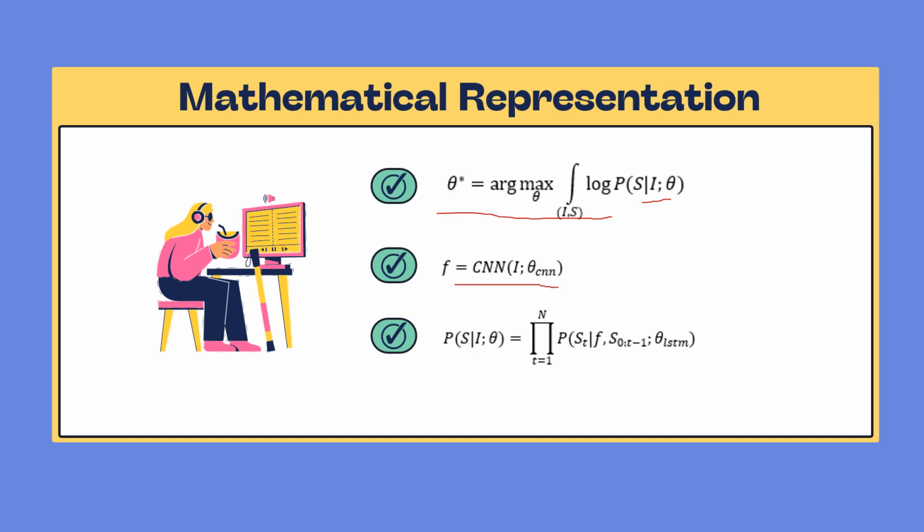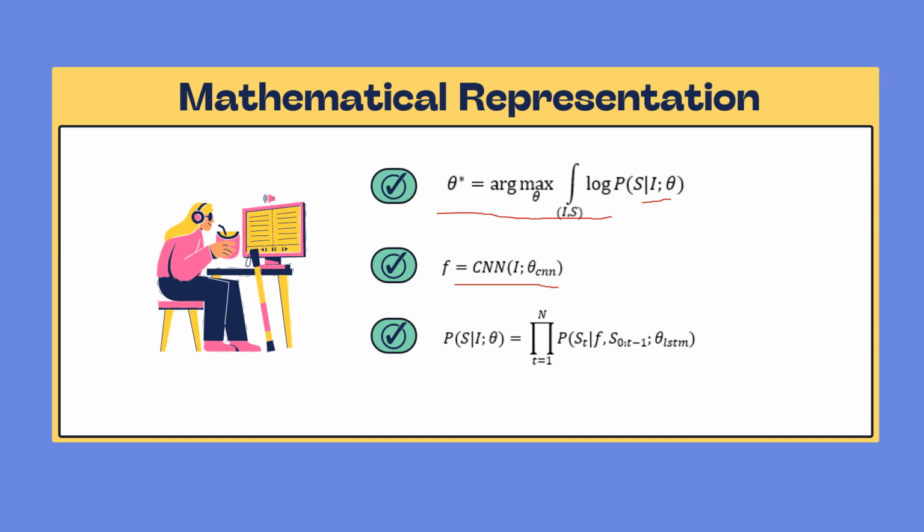Then we represent caption generation by LSTM. The decoder LSTM generates the caption by predicting each word, which we define as S_t in here, in the sequence based on the feature F extracted by the CNN and all previous predicted words. So it starts from S_0 to S_{t-1}. Each word, S_t, is conditioned on the image feature F and the sequence of previously generated words, with theta_LSTM indicating the parameters of the LSTM.